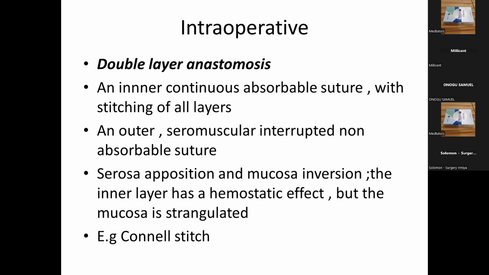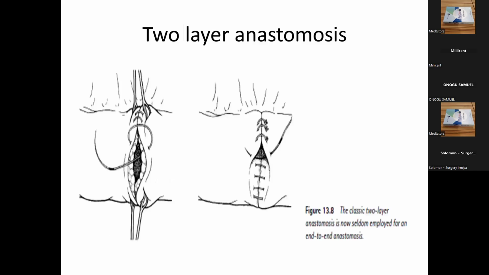Now, serosal apposition and mucosal inversion of the inner layer have the added advantage of a hemostatic effect. So that inner continuous layer has a hemostatic effect. However, the mucosa is strangulated. An example of this we can see is the Connell stitching technique.